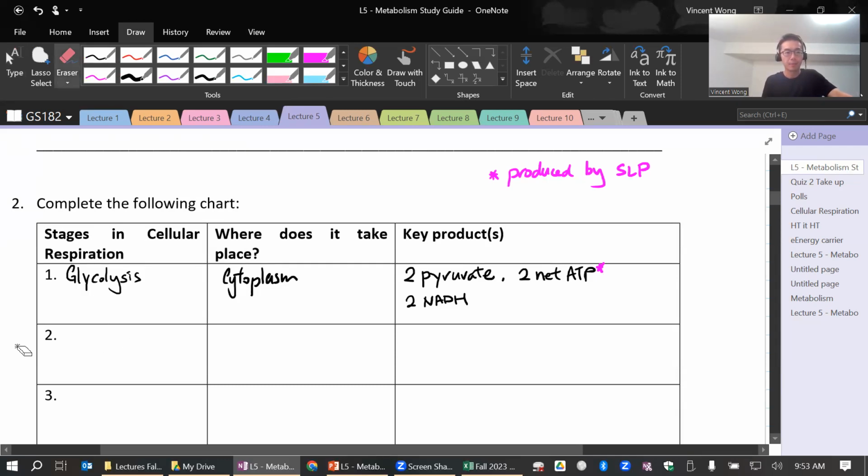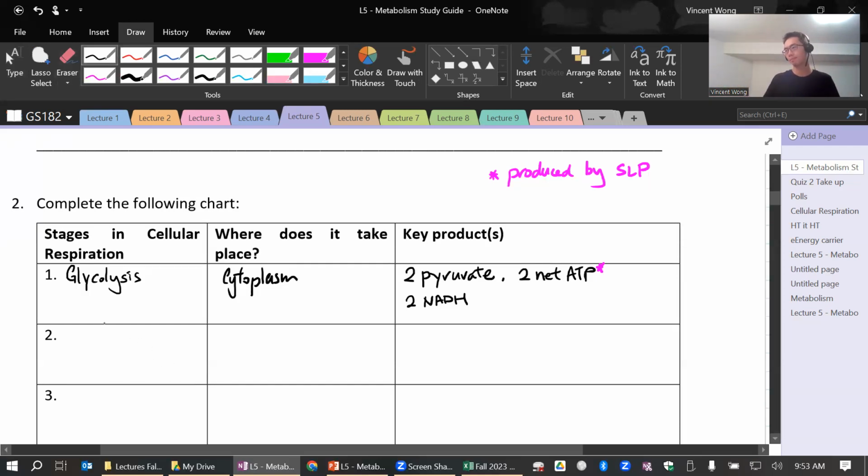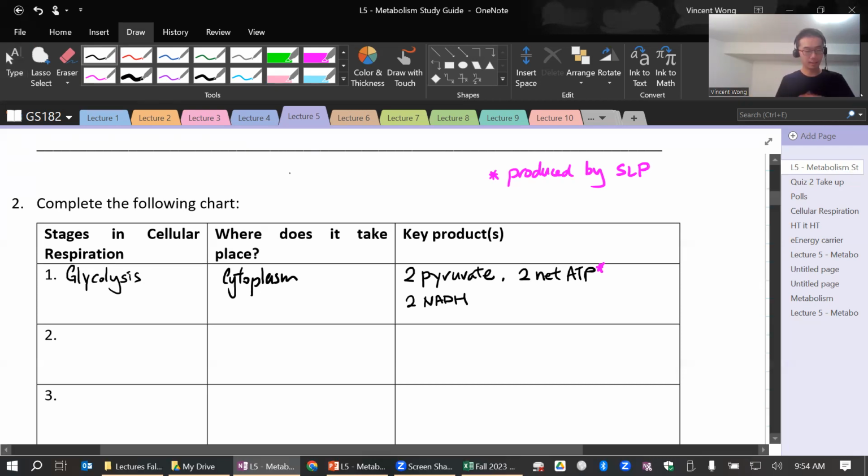All right. Number 2, second step. Let me just randomly pick on someone to answer. If you don't know the answer, you can say pass. First one in my list here is Kiana. Can you tell me what is the second step? You can type it or unmute. What is the name of the second step? Pyruvate oxidation. You got it. Very good.